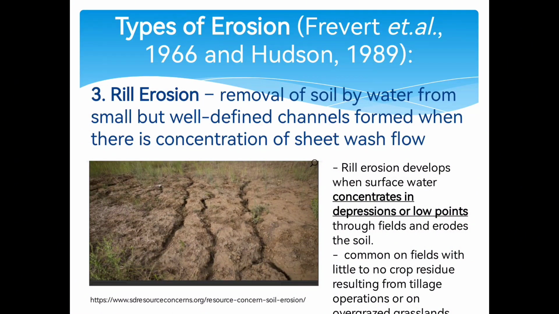So rill erosion develops when the surface water concentrates in depressions or low points through fields and erodes the soil. Kasi nag-accumulate ngayon dyan yung tubig dun sa mga depression. So, through time, pag masyadong malambot na yung lupa, mas madali siya ngayong mag-move. Kaya nagkakaroon ng channels. These are common in fields with little to no crop residue resulting from tillage operations or overgrazed grasslands. So, yun.